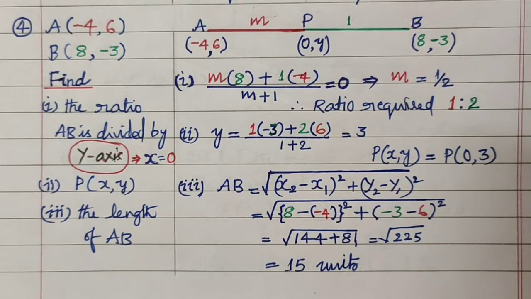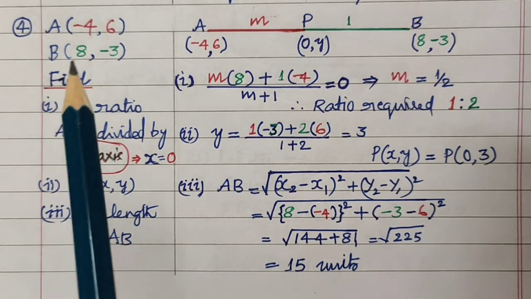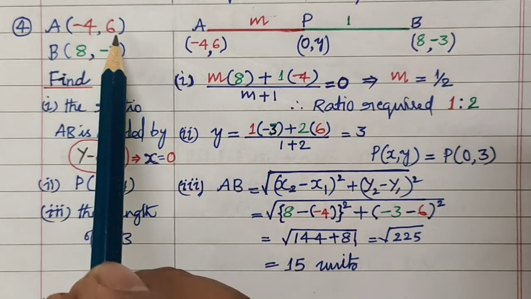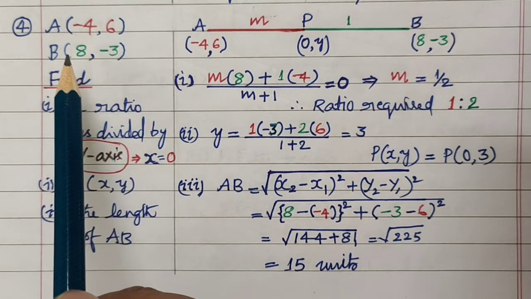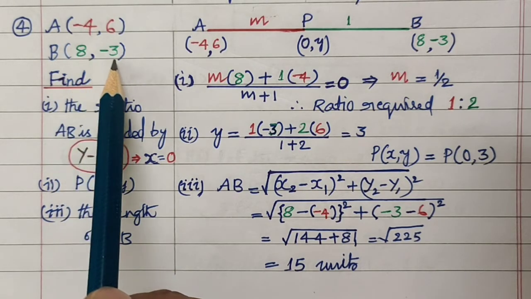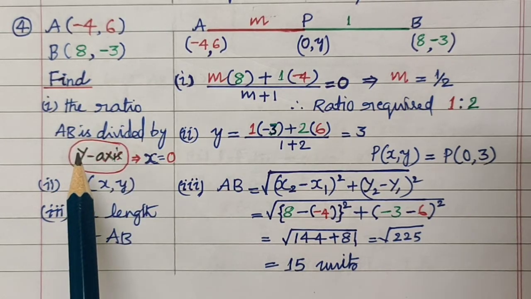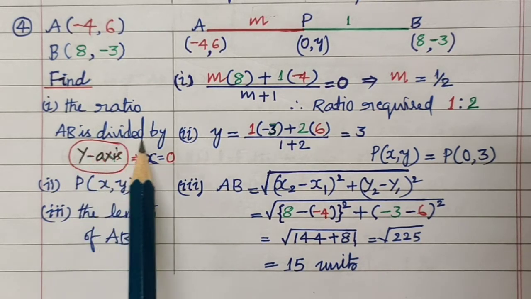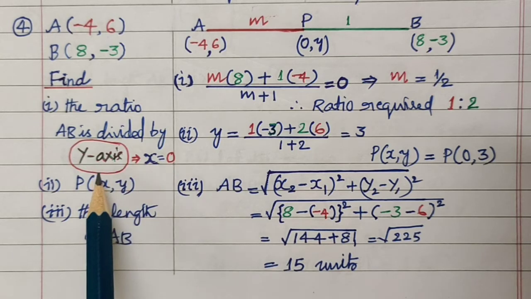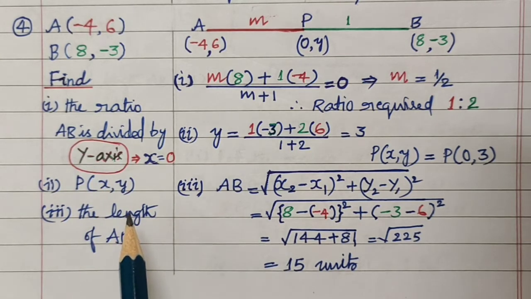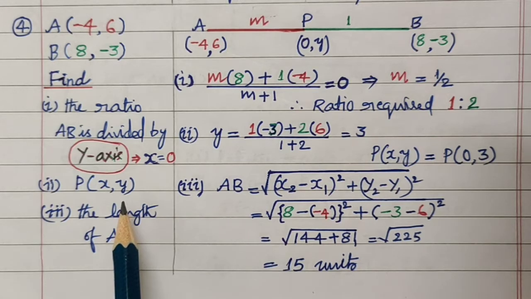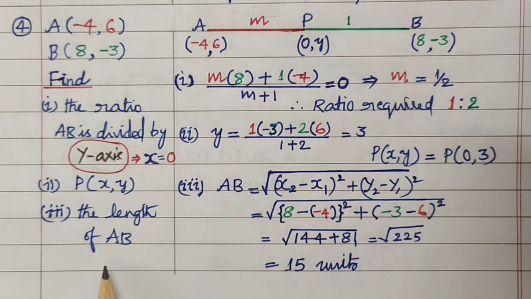Given a line segment AB joining the points A minus 4 and 6 and B 8 minus 3, find the ratio in which AB is divided by the y-axis, the coordinates of the point of intersection, and the length of AB.